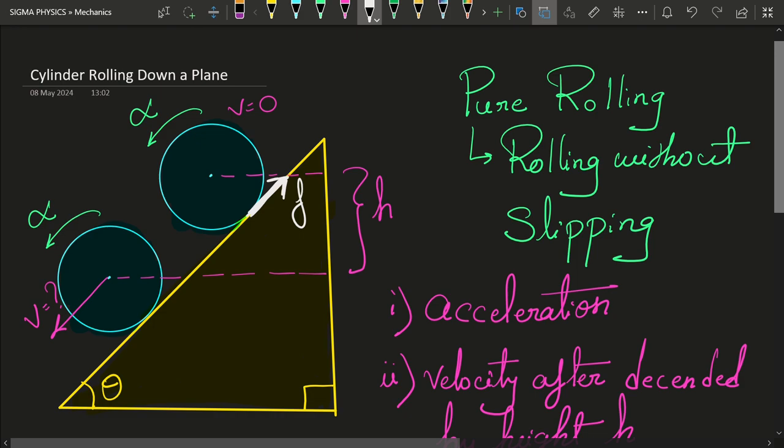What other force is acting on the body? Gravity, obviously, that is what is bringing it down the slope. So there is going to be gravity in this direction, mg, where capital M is the mass of the body, which is the solid cylinder. And if the inclined plane has an angle of theta, then, as we have already discussed for the case of a block of mass on the wedge, the component of mg in this direction is going to be mg sine theta.